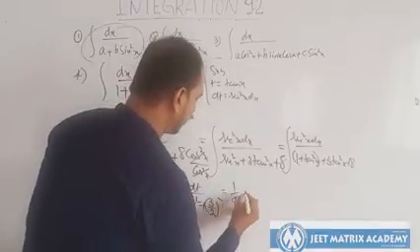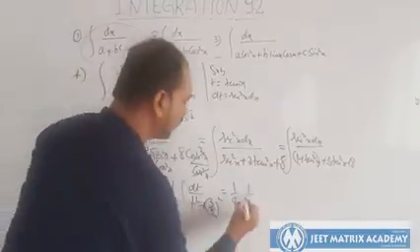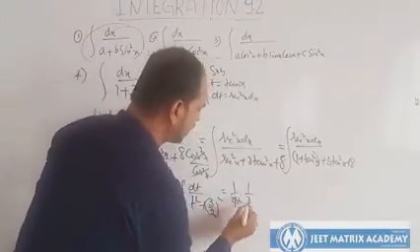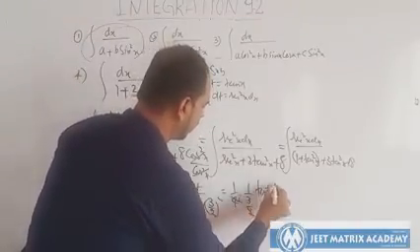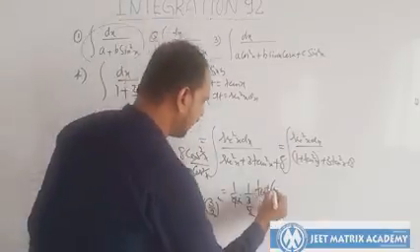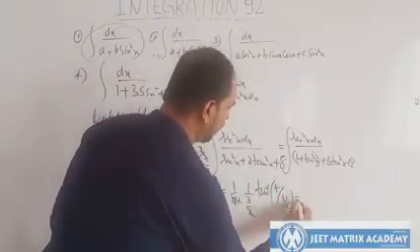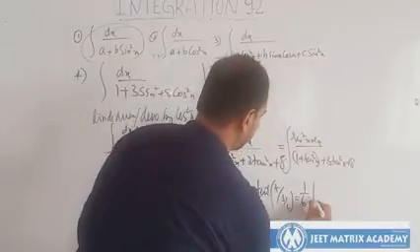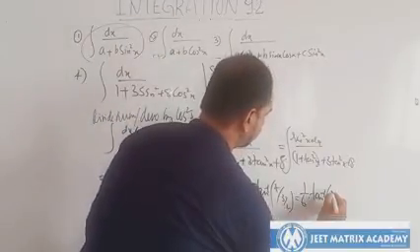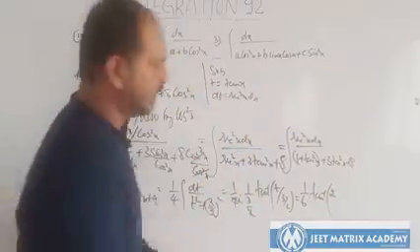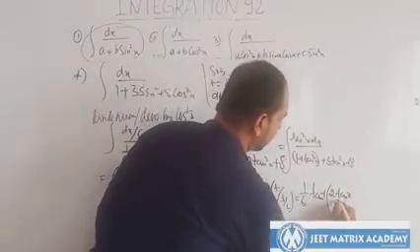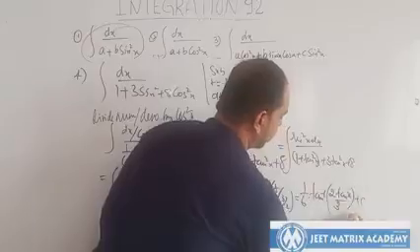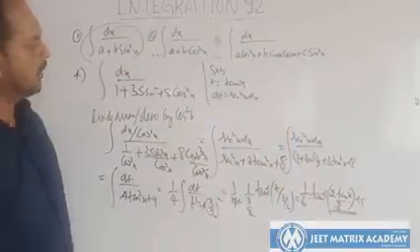So 1 by 4 into 1 by a, where a is 3 by 2, the 3 by 2 gets cancelled, into tan inverse of t by a, t by 3 by 2. This is equal to 1 by 6 tan inverse of 2t by 3, and t is tan x, so tan inverse of 2 tan x by 3. So this is how you are supposed to do the integration.